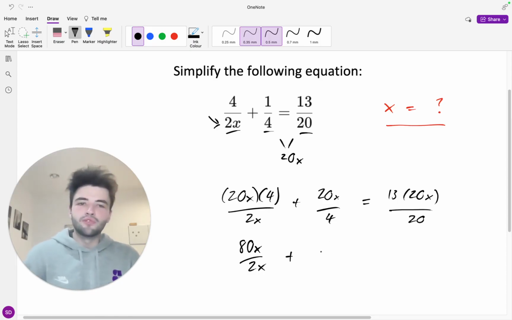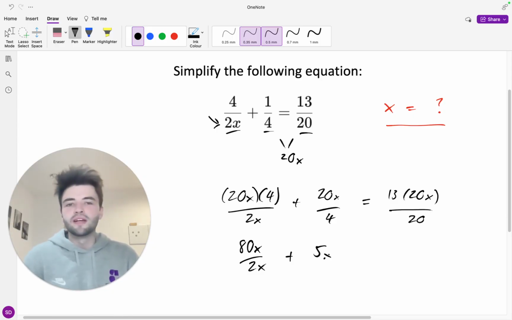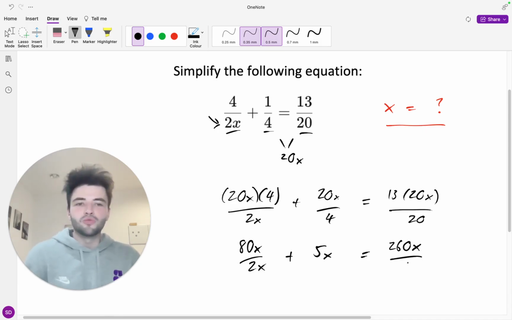Straight away we can see 20x divided by 4 is going to give us 5x, because 4 into 20 goes 5 times. So we've got plus 5x, and then the right hand side we've got 13 times 20, which is going to give us 260x. So we've got 260x up on the top, divided by 20 here in a second as well.